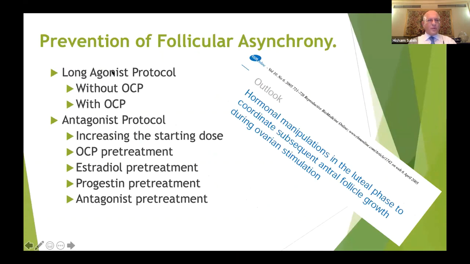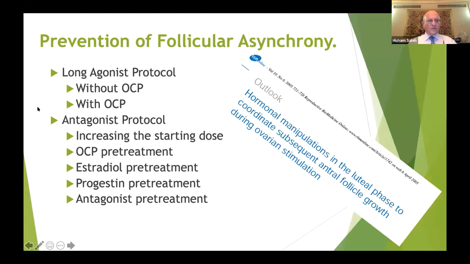With the long protocol, synchronization is much easier, because the long protocol in itself inhibits endogenous FSH in the luteal phase. That's to say, you will not have exposure of the antral follicles to endogenous FSH, and synchronization will be much easier. Whether you use oral contraceptive pills or not with the agonist protocol, synchrony will be achieved by merely using the agonist protocol.